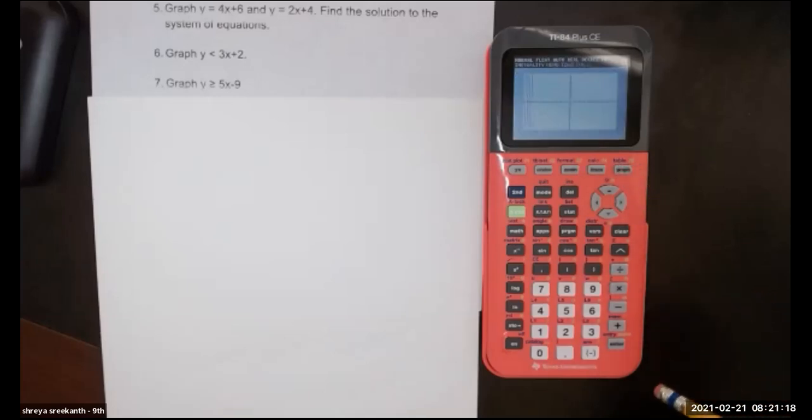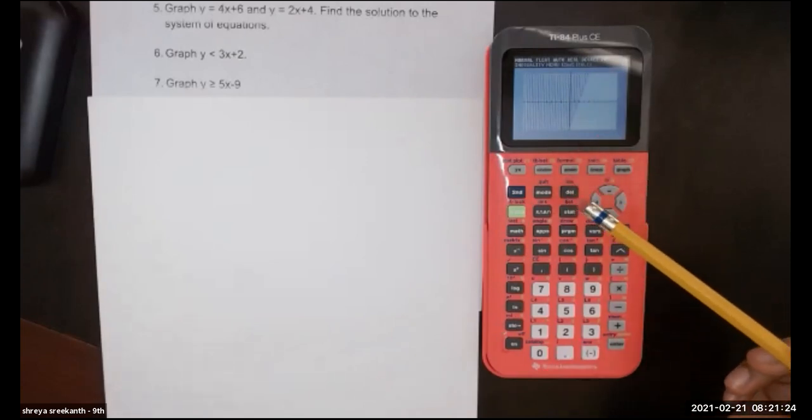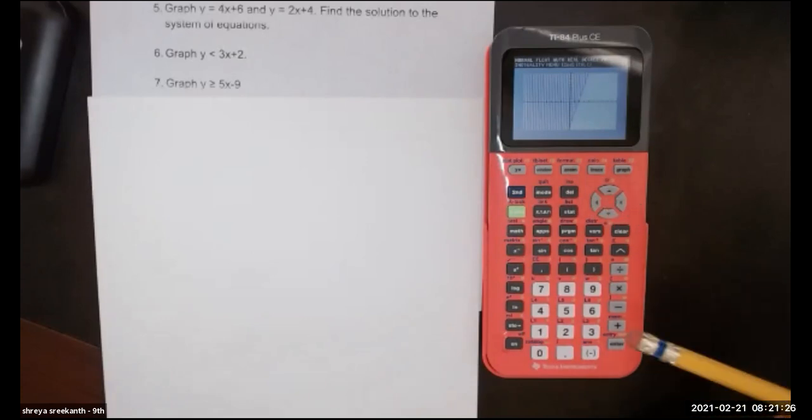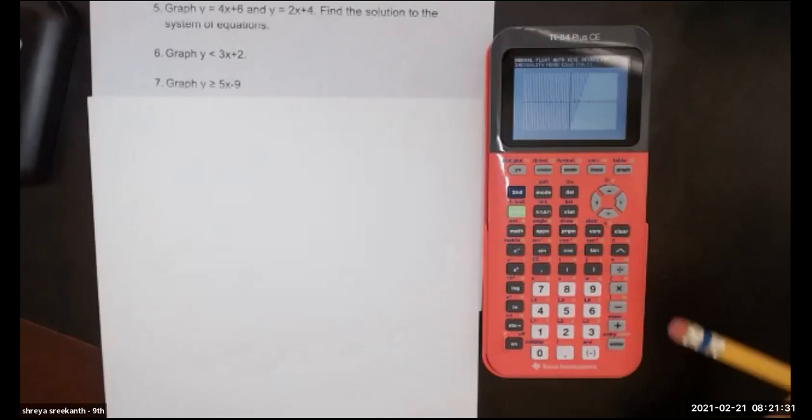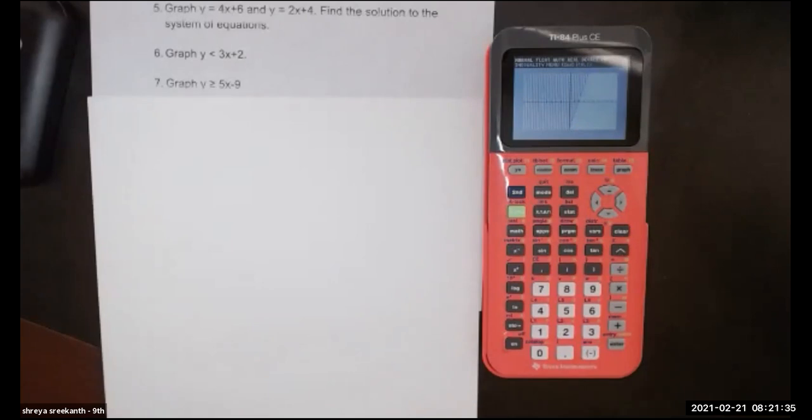So you graph that. And this is what your graph should look like. It's shaded above the line y equals 5x minus 9, and the actual line is continuous because it is part of the solution. Did everyone get this? Just raise your hand. Okay, I see hands going up.